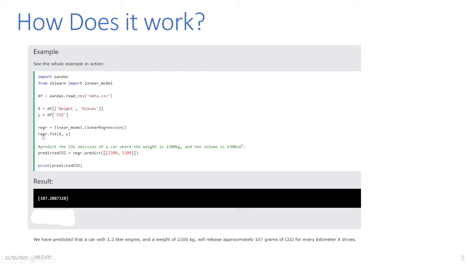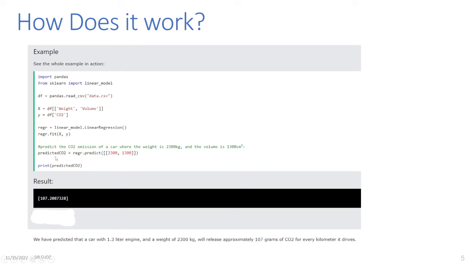To place data, we just call regression.fit with x and y. So this will now fit and place data into this, basing from these values, the relationship of these two values.